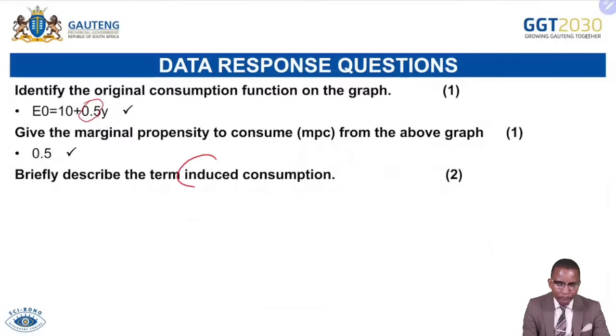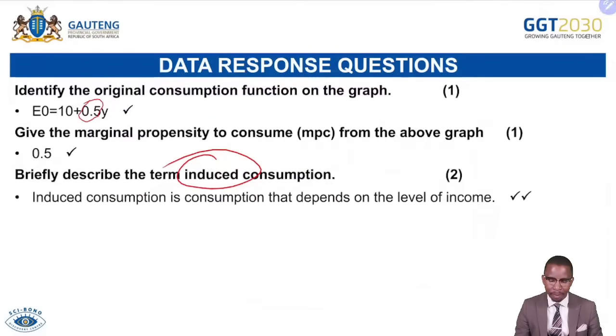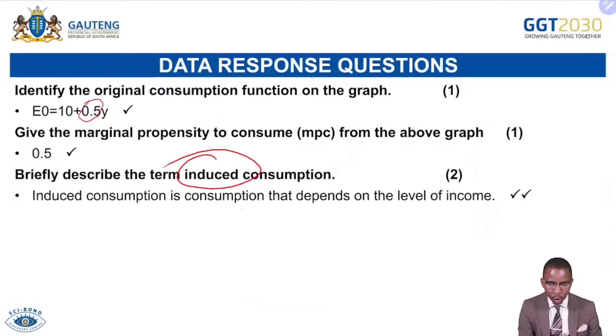Remember, if you talk about induced consumption, automatically you must also remember autonomous consumption. Induced consumption refers to consumption that is dependent on income, which simply means it cannot happen if the level of income is 0. But autonomous consumption is independent of income. It can happen even if the level of income is 0.